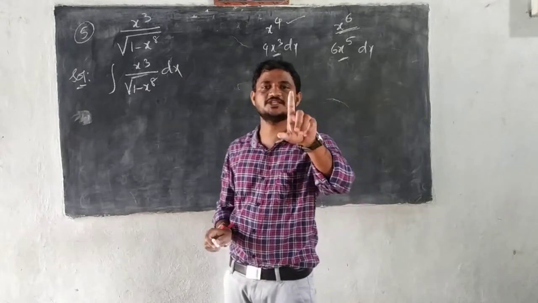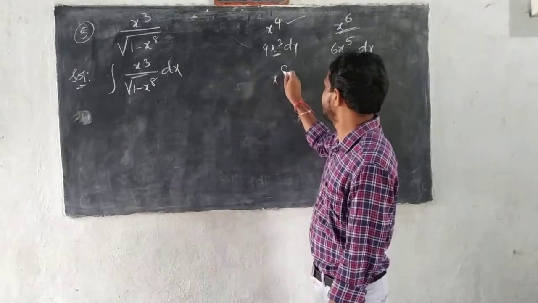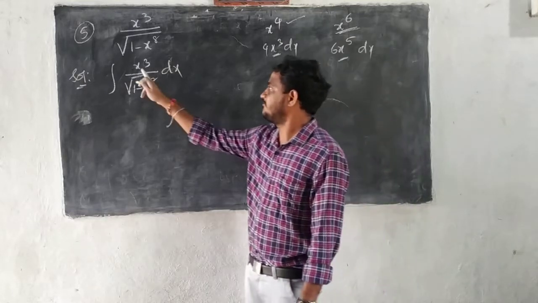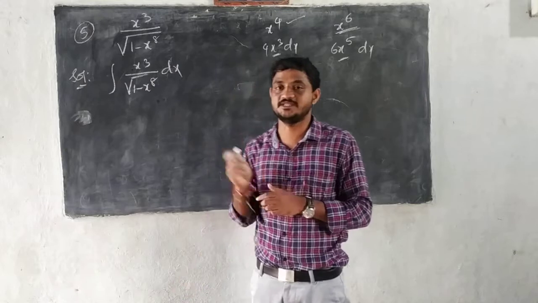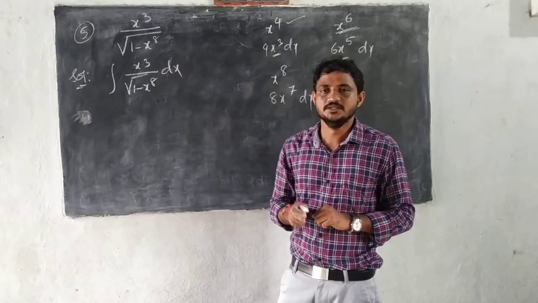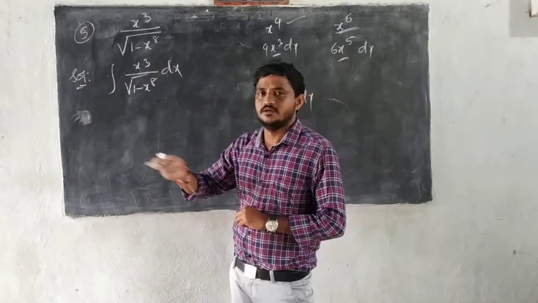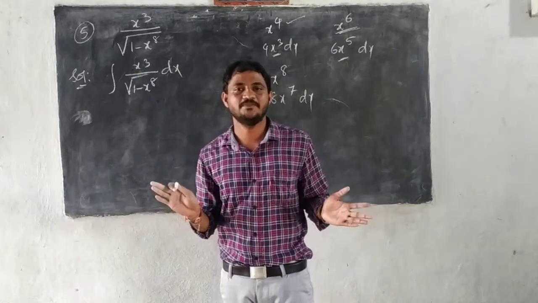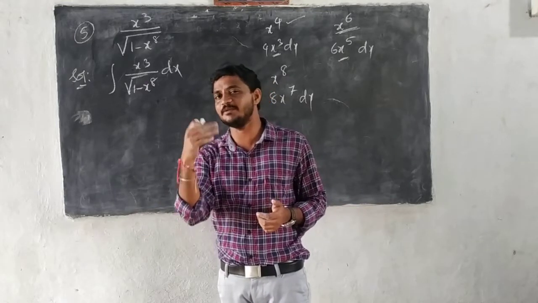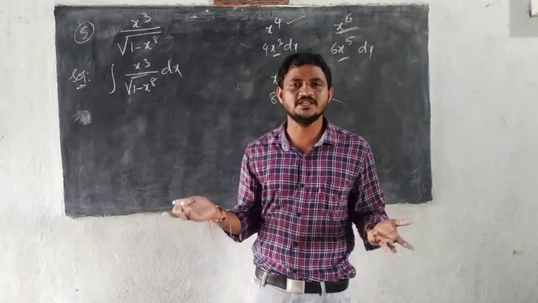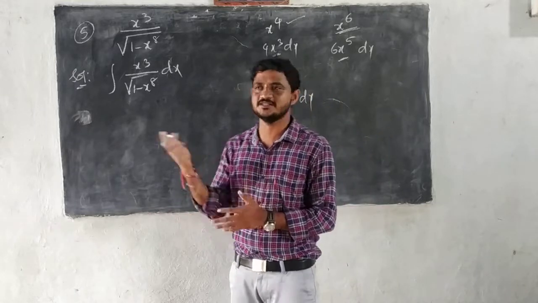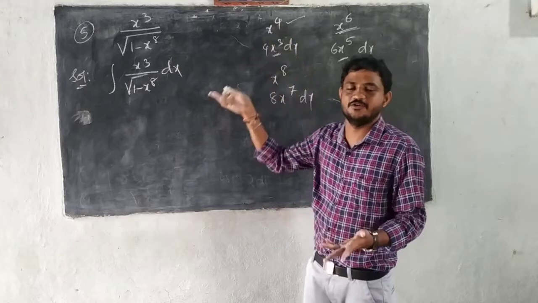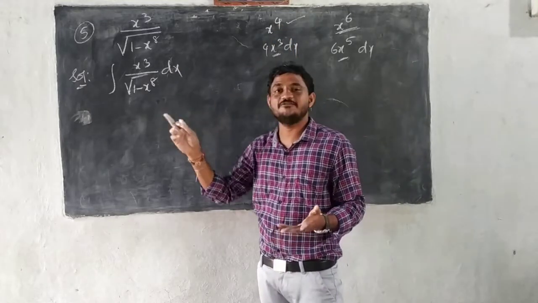But if we differentiate x to the power of 8, what do you get? 8 into x to the power of 7 into dx. But we have x cube, not x to the power of 7 here. Then what do we have to do? Clearly we know that x cube is its derivative. If x cube is its derivative, then what will be the function? Obviously x to the power of 4 will be the function.